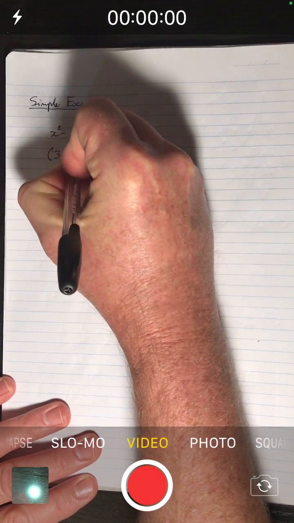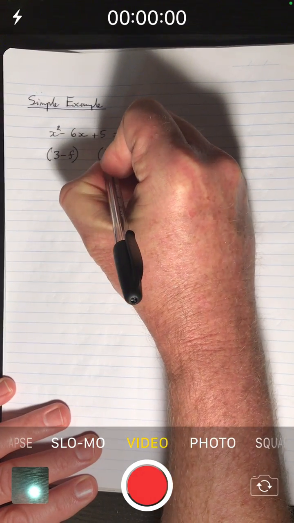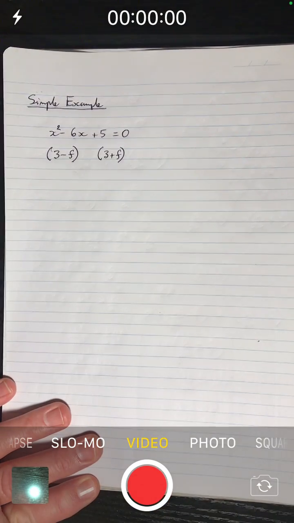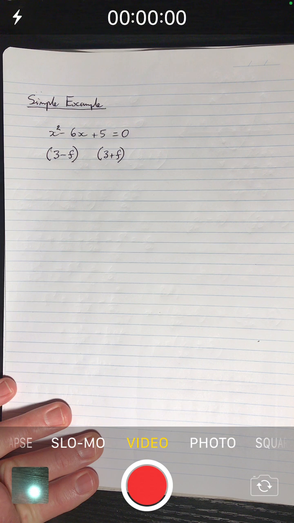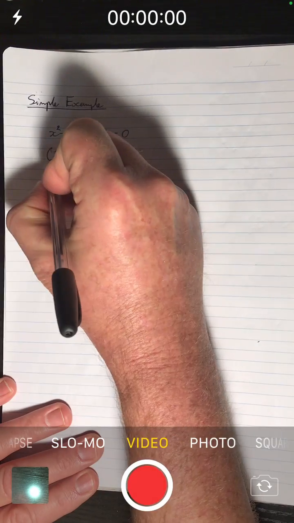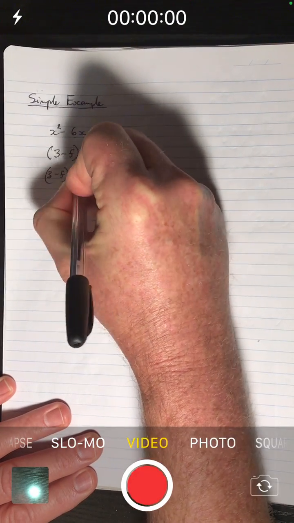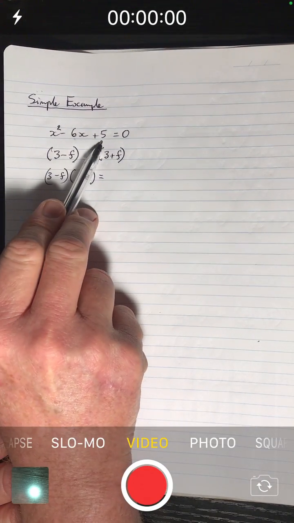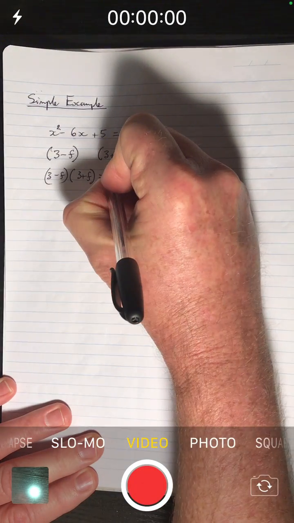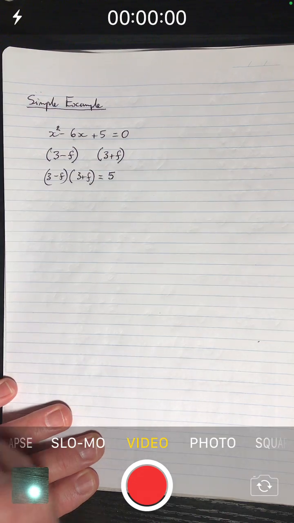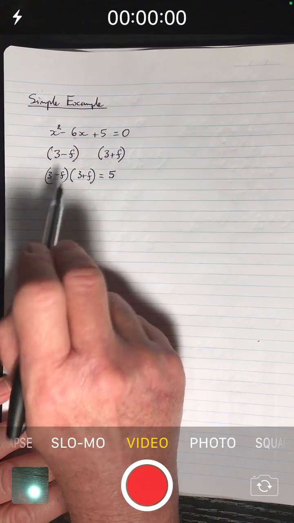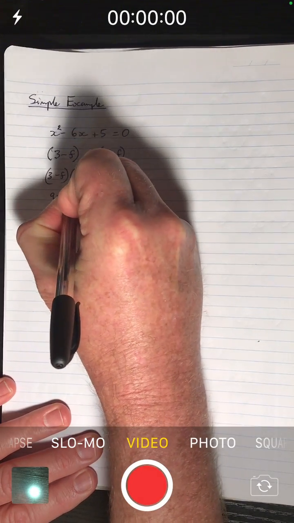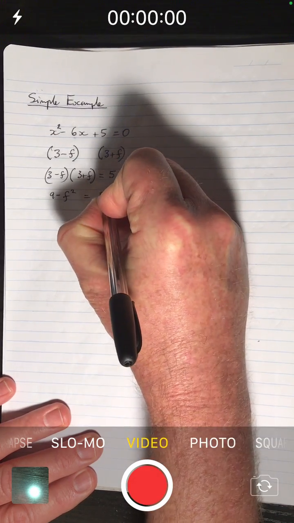And then we take away f, and then we have 3 plus f. So they're our two roots. We just don't know the value of f yet. Okay, so we've got 3 minus f and 3 plus f. So we multiply those together, and we allow them to equal our c value, our 5. Okay, let's expand that now, and we get 9 minus f squared, and that equals 5.